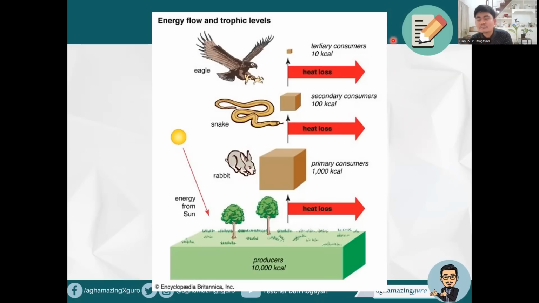Sir, how is food energy measured? Actually, they use the unit kilocalorie. Kilocalorie is the unit we use, abbreviated kcal. Okay? There is also heat loss. So where does the heat loss go? To the environment or ecosystem. So the 90% actually goes to the ecosystem.